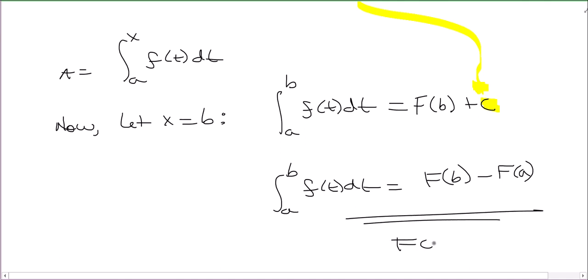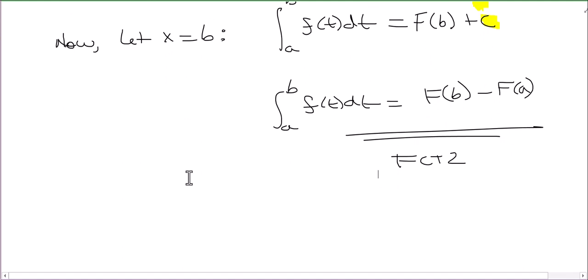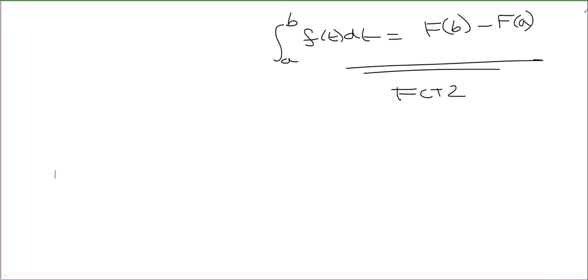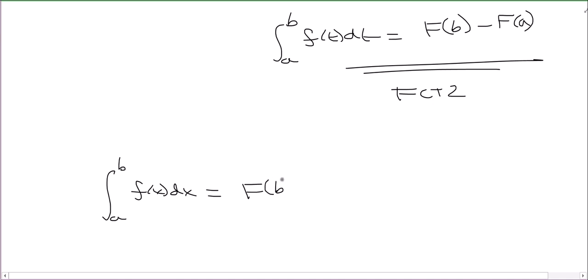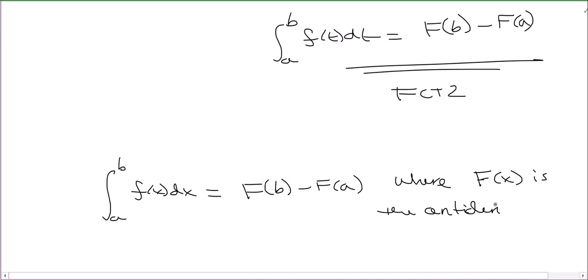And so this is our FTC part 2. In general, we can just adjust our variable, and say that the integral from a to b of f of x dx is equal to F of b minus F of a, where capital F of x is the antiderivative of little f of x. We can say this in general. So this is our FTC part 2.